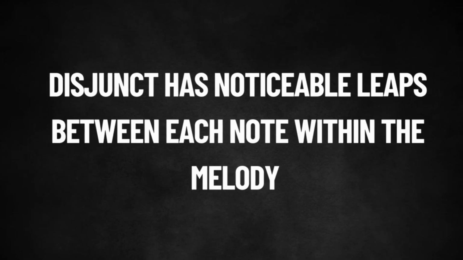And then we have disjunct melodies, which are a complete contrast to that of a static melody. Now, a disjunct melody has noticeable leaps between each note within the melody and doesn't stay on the same note for more than 1 or 2 words within a chorus typically. Disjunct melodies are great for choruses, that moment where you're wanting people to sing back. That's where we're going to use these. So let me give you an example of a disjunct melody.